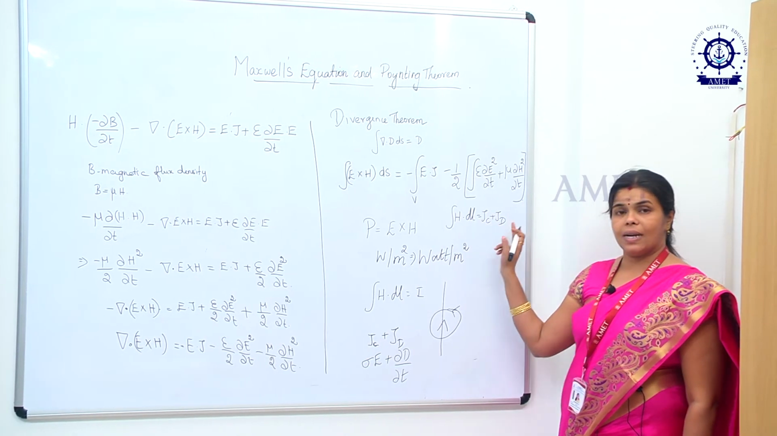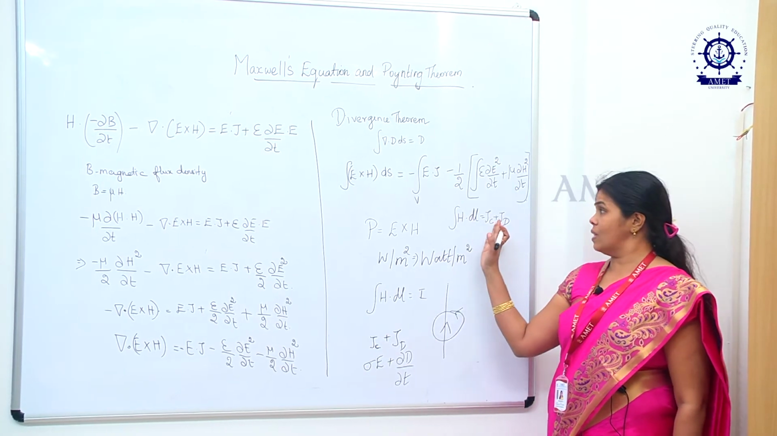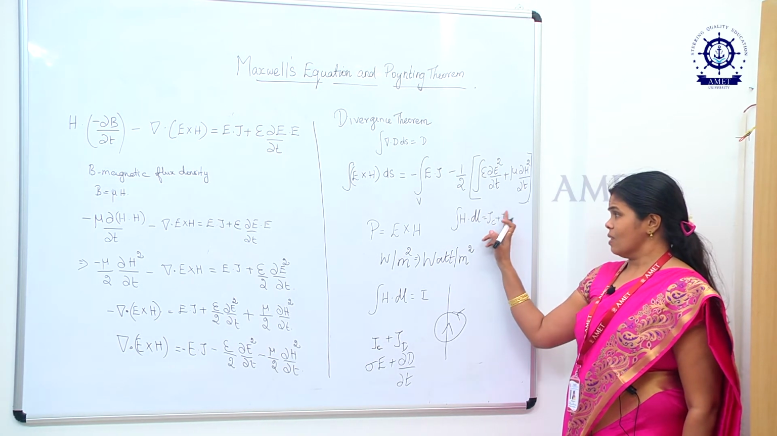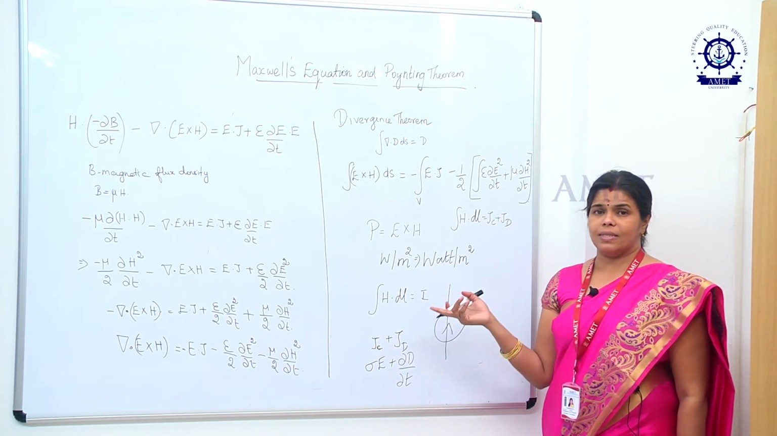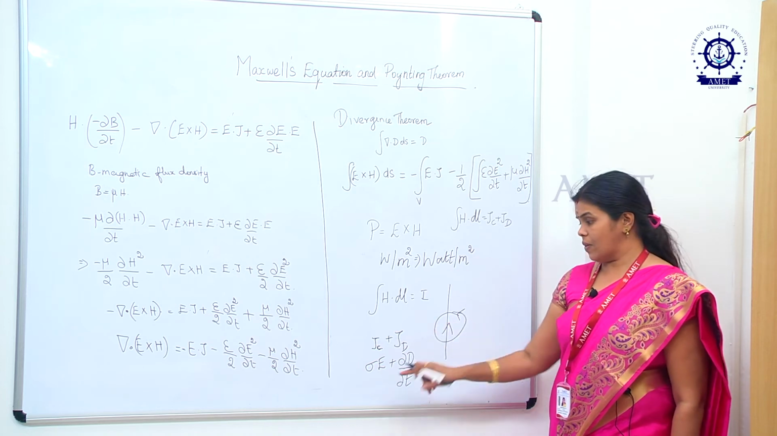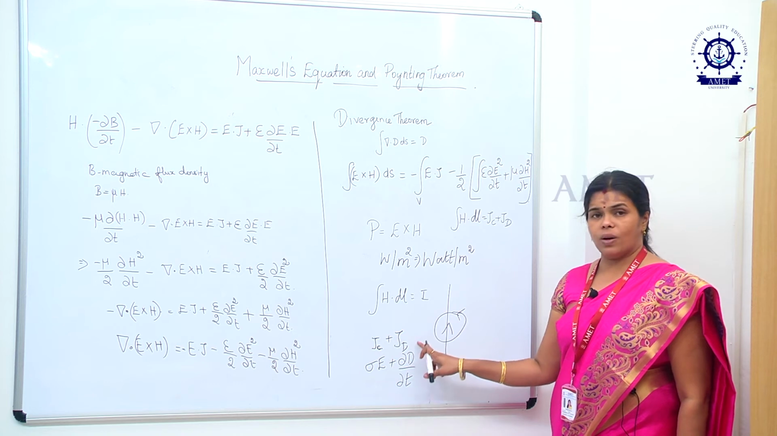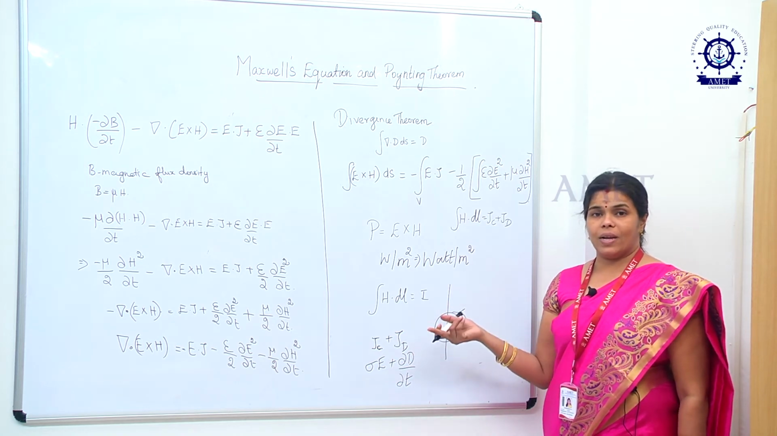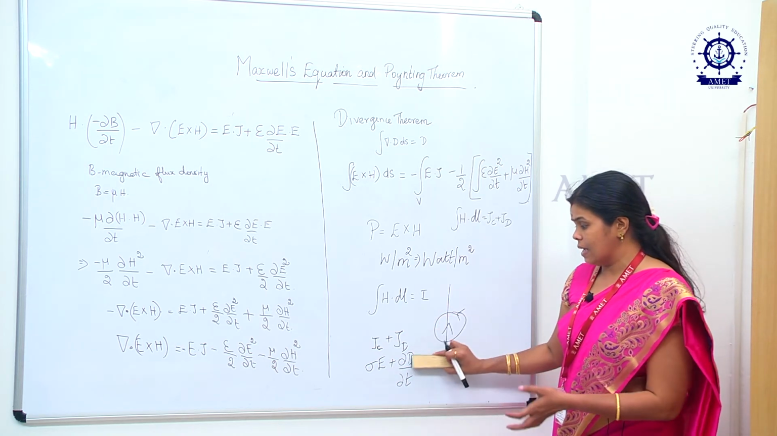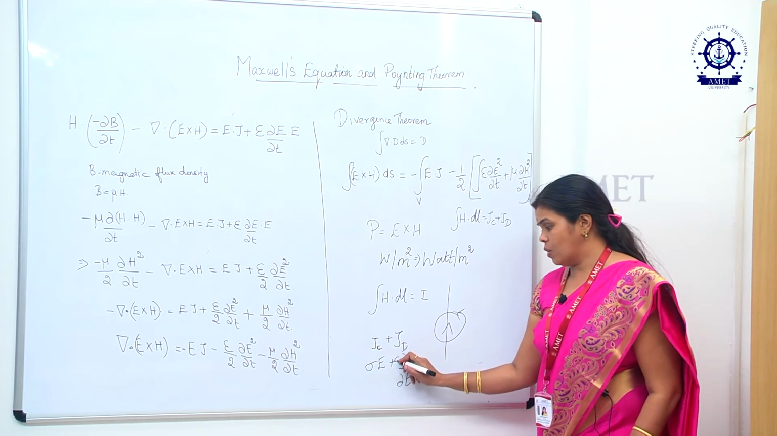So Jc means conduction current density, which is related with the resistance, and the displacement current density is related with the capacitance effect. So sigma E plus dou D divided by dt. Again we know, what is D? D is the electric flux density, so that can be written as epsilon into E.